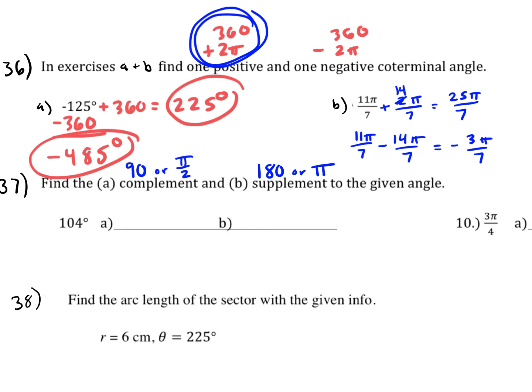So for the first one, we have degrees. This would be 90 minus 104. We get negative 14. Can I have a negative complement? Nope, so there would be no complement. For the supplement, I have 180 minus 104, which is 76. So that's my supplement. Supplement can't be negative either.